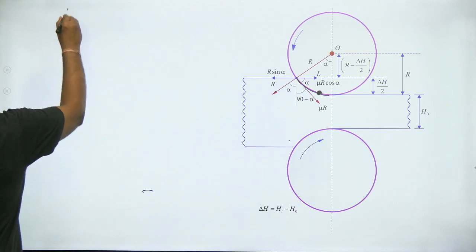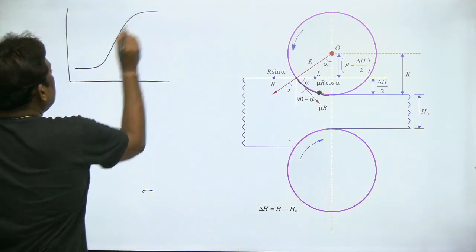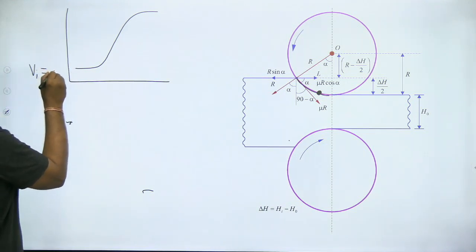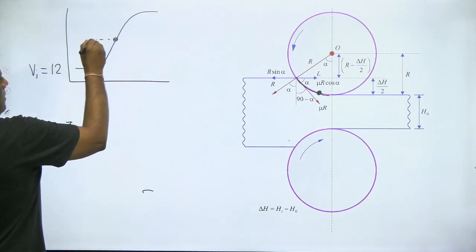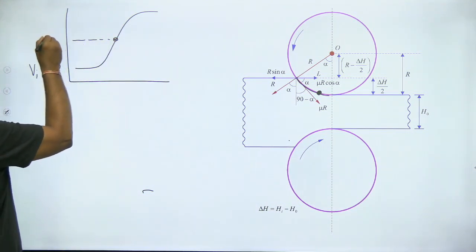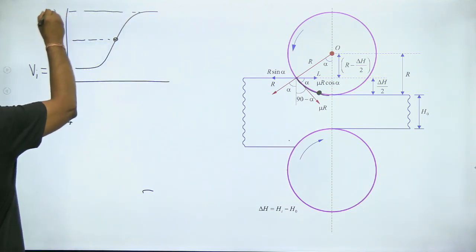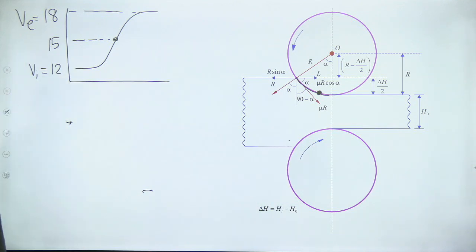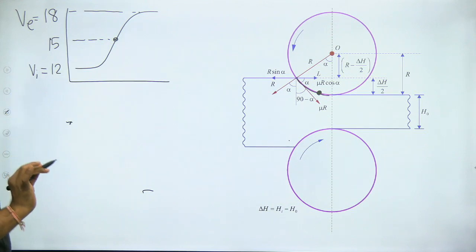Please observe, I'm giving a simple example. Assume this to be the inlet velocity Vi. Say the inlet velocity is 12 meter per minute. Let the roller velocity be 15. Let us say this is 18. Listen carefully, this is the exit velocity. Please observe clearly, this is my workpiece.